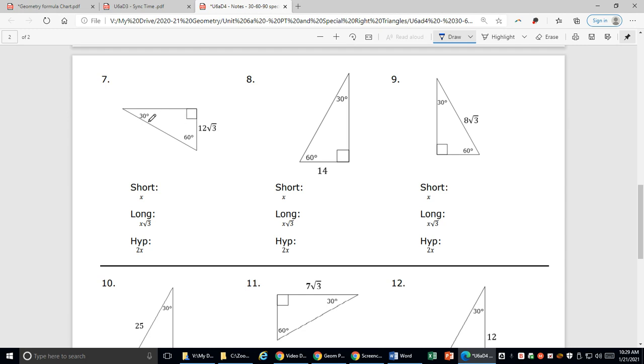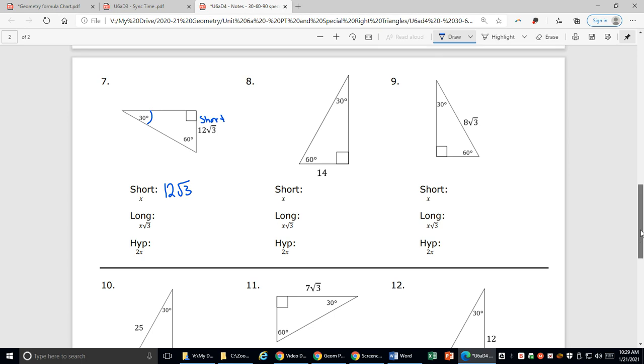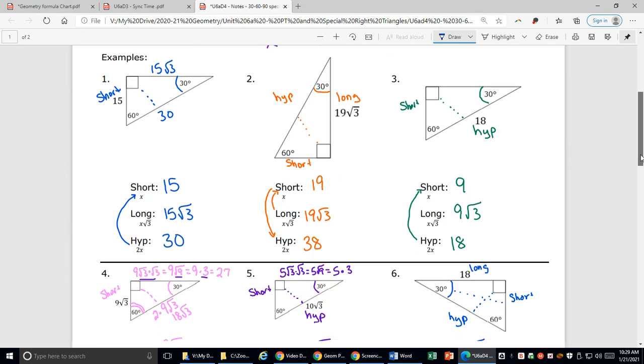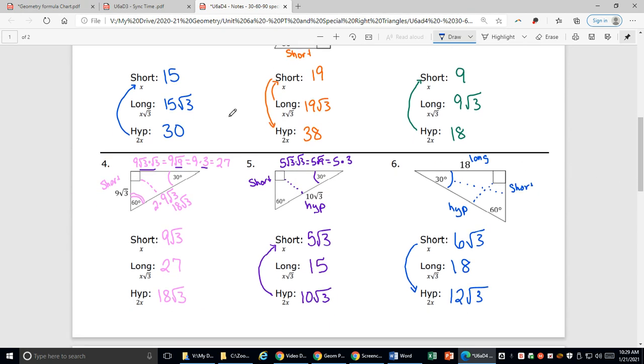All right, so the first thing I'm going to do is find my short leg, because I always have to start at my short leg, which is great. That's what they gave me, 12 square root of 3. So now I'm going to look back at my notes and say, okay, my square root of 3 is on my short leg. Which pattern is that? So I'm going to look back up here in my notes and say, which pattern has my short leg with the square root of 3?